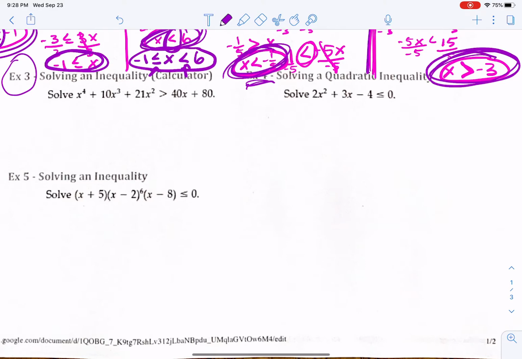Let's do example 4, solving a quadratic inequality. So I've got this expression right here, and we're just going to treat this as though it says equals 0 and try to solve for x. Whatever way you want to use to solve for x, you can use the quadratic formula, you can factor, you can do anything like that. I don't know if we can factor. If we factor, we have to do a complex trinomial.